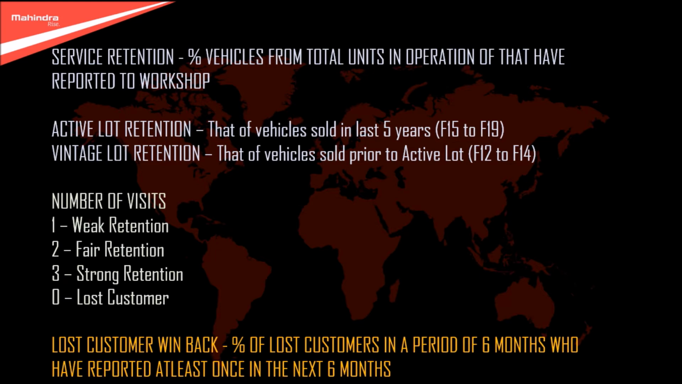How much percentage of customers have reported to us in this particular year of those who were sold in the last 8 years. The measurable is the retention percent, which is again of three types. If any particular vehicle has reported to you once in a financial year, it is a weak retention. If it has reported twice, it is fair retention. If it has reported thrice, it is strong retention. Anything more than that continues to be strong retention. Those vehicles that haven't reported get to be called the lost customers.